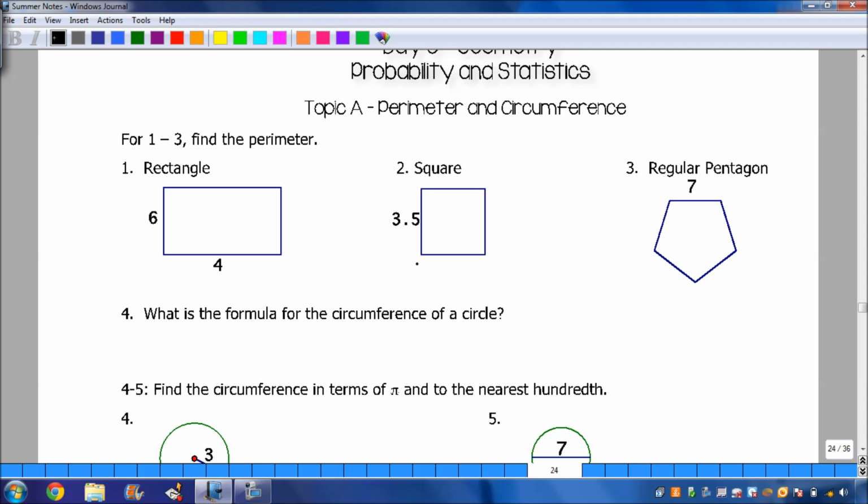So to find the perimeter, I just have to add up all the sides. I know that this side is 6 and this side is 4 because it's a rectangle, so adding up all the sides, I end up getting a perimeter of 20.